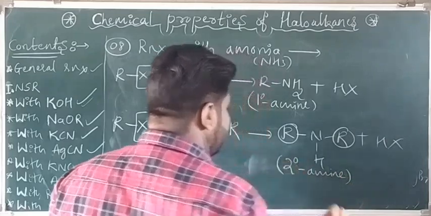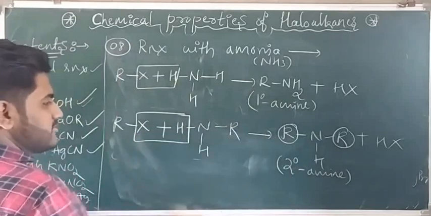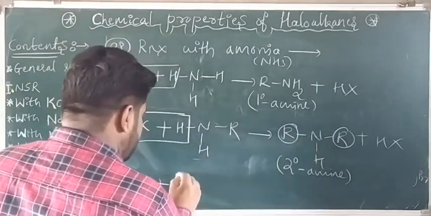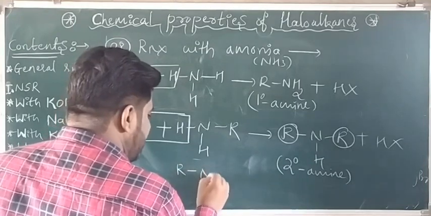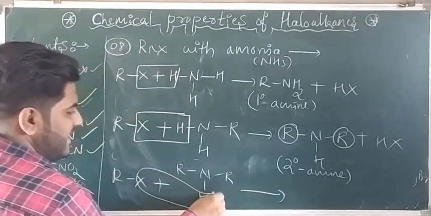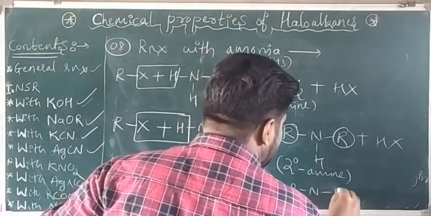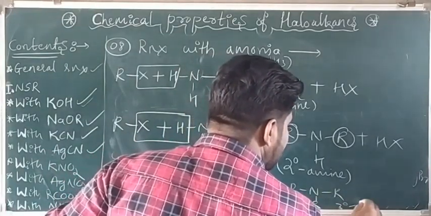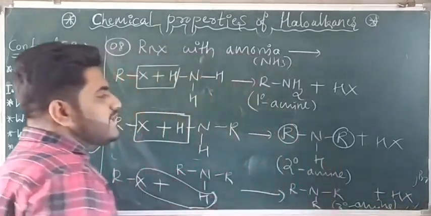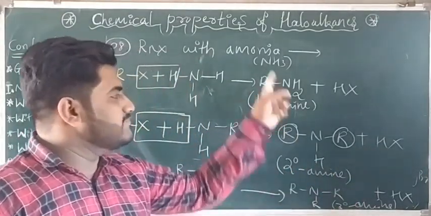This is secondary. Again, when we add another molecule of haloalkane to this secondary amine, we are getting tertiary. So this one, R, single bond N, single bond R and this H. So this HX is again eliminated and this R is bonded to this nitrogen. We are getting R, N, R, R. This is tertiary amine formed with elimination of HX. In each case, one molecule of HX is eliminated and primary, secondary and tertiary amine respectively formed.